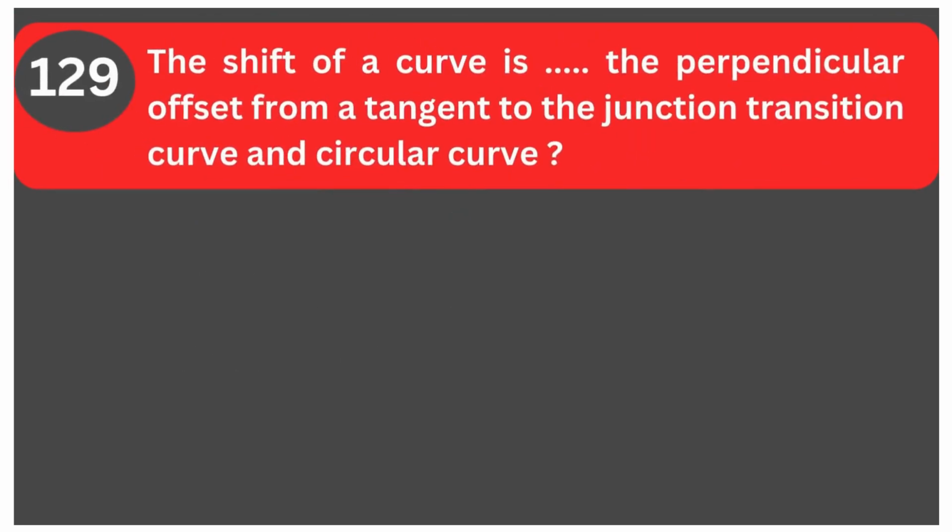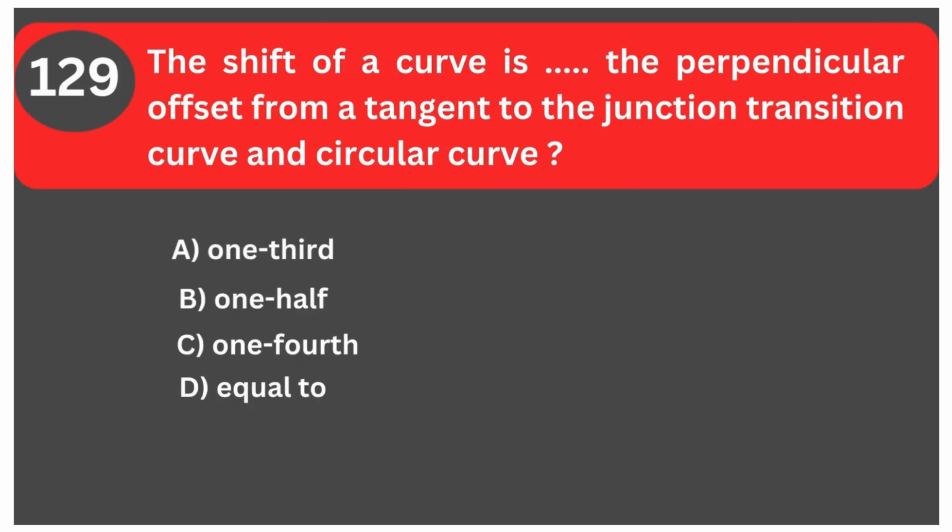The shift of a curve is the perpendicular offset from a tangent to the junction of the transition curve and circular curve. Options: A. 1/3. B. 1/2. C. 1/4. D. Equal to. Answer: C. 1/4.